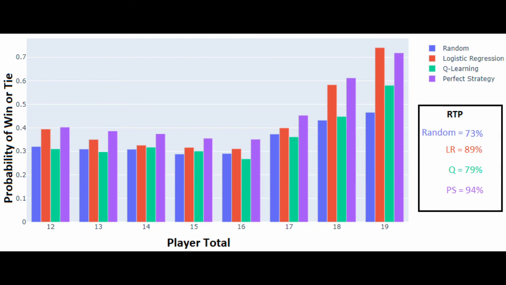The probability of a win or tie is shown for a given player total for each strategy. The logistic regression network and perfect strategy clearly outperform the others for the higher player totals. We can calculate the return to player, or RTP, of each strategy as the percent of the initial bet we expect to get back. So if we bet $100 and on average get $95 in return, the RTP is 95%.